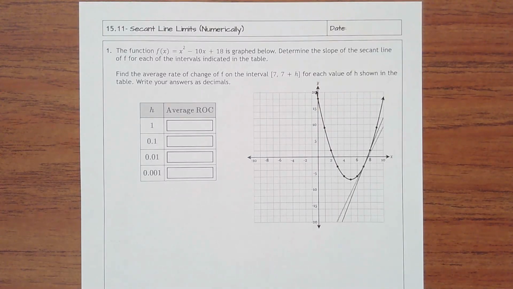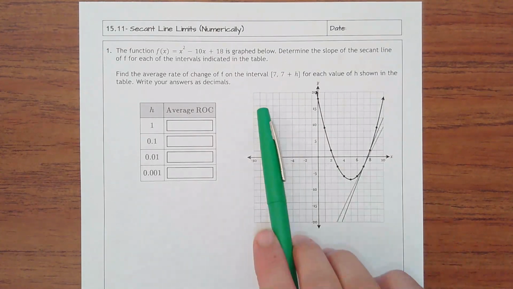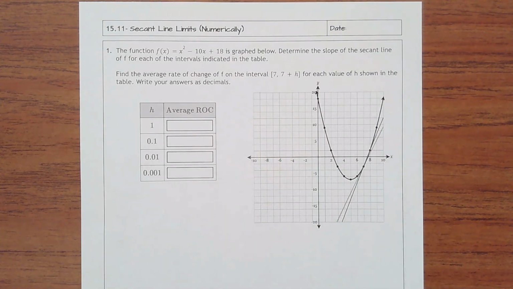Lesson 15.11 is secant line limits numerically. It says the function f of x equals x squared minus 10x plus 18 is graphed below. Determine the slope of the secant line of f for each of the intervals indicated in the table. Find the average rate of change of f on the interval 7, 7 plus h for each value of h shown in the table. Write your answers as decimals.